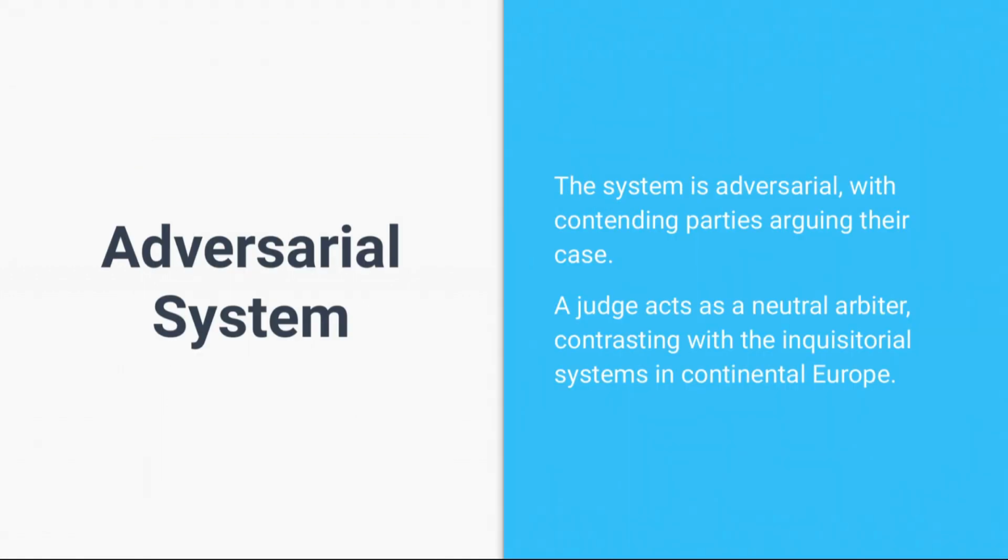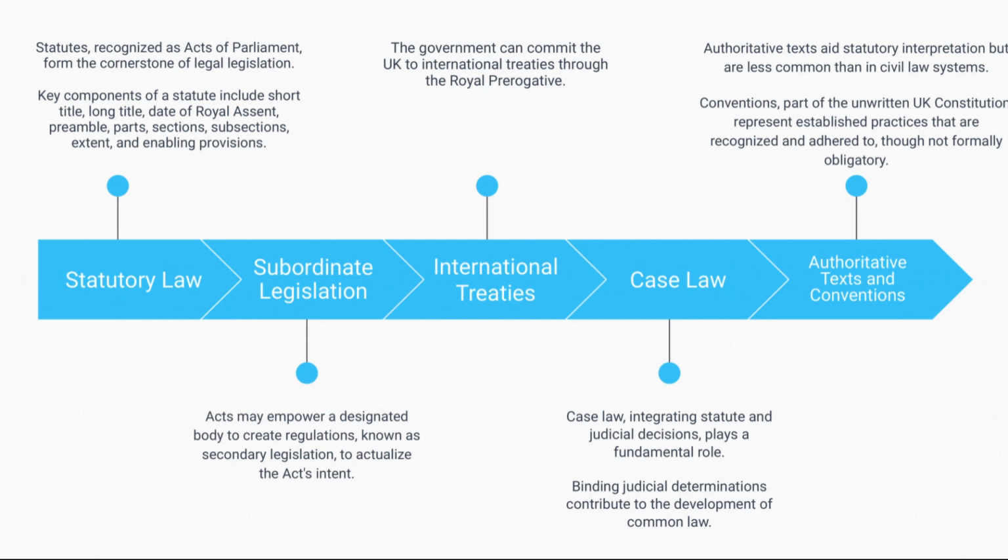The legal system in England and Wales is adversarial. This means the parties present their arguments and evidence to a neutral judge. The judge acts as an impartial arbiter, ensuring that the trial is fair and that the rules of procedure are followed. This contrasts with the inquisitorial systems found in continental Europe, where judges take a more active role in investigating the case. In the adversarial system, the case's outcome depends on the quality and persuasiveness of the arguments and evidence presented by each party.